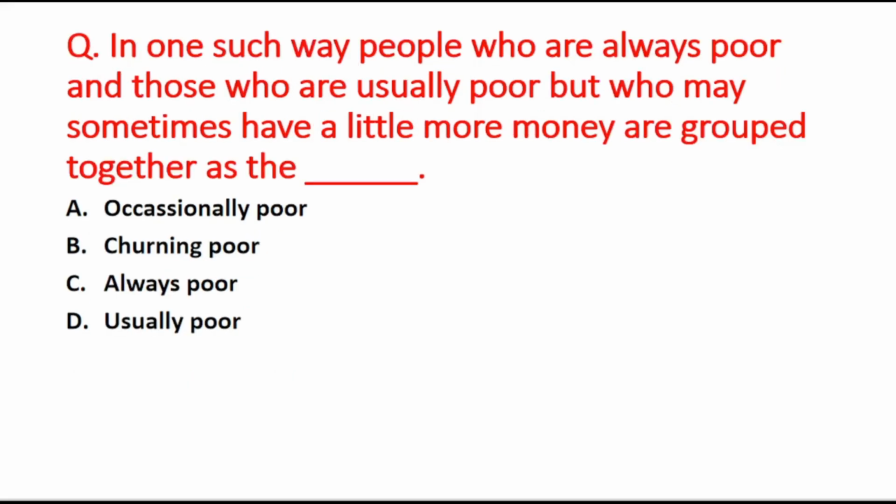Next question is, in one such way, people who are always poor and those who are usually poor but who may sometimes have a little more money are grouped together as a blank. A option is occasionally poor, B option is churning poor, C option is always poor, and D option is usually poor. So the right answer is option B, that is churning poor.